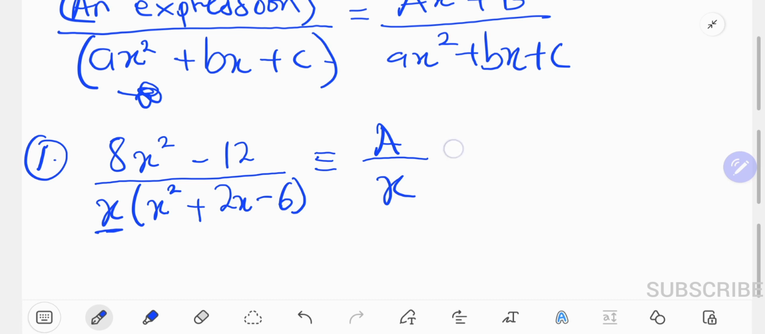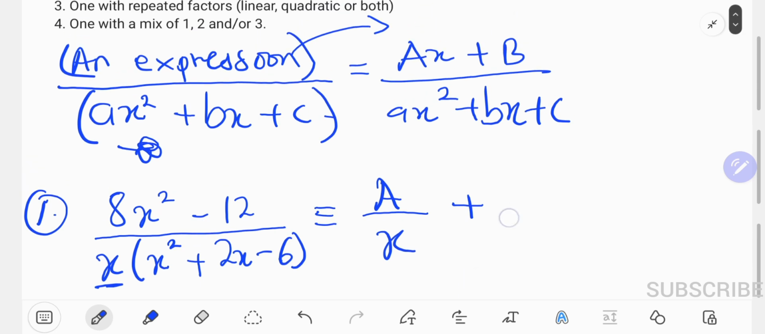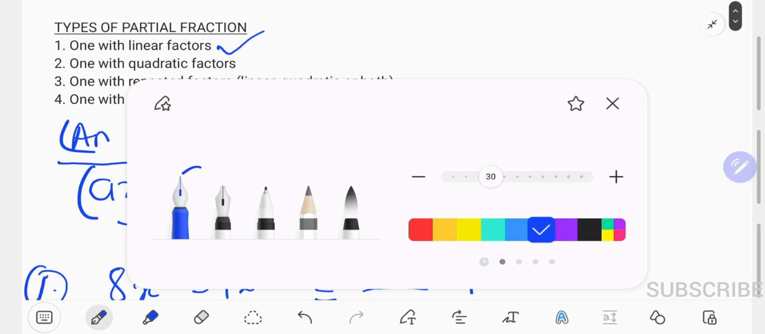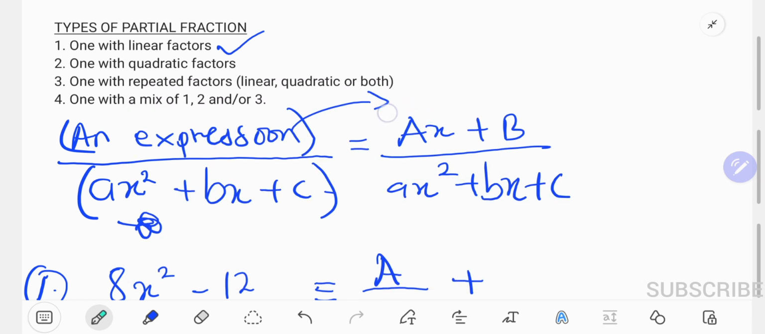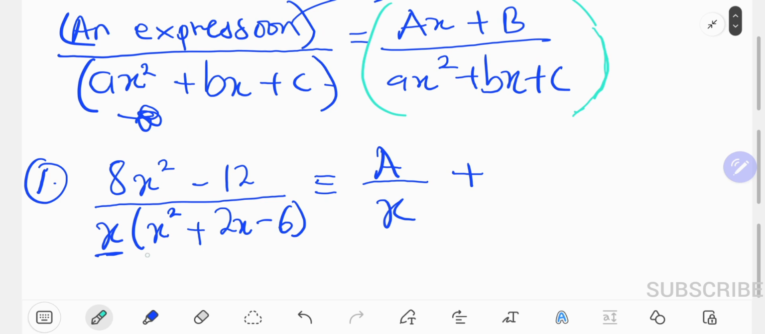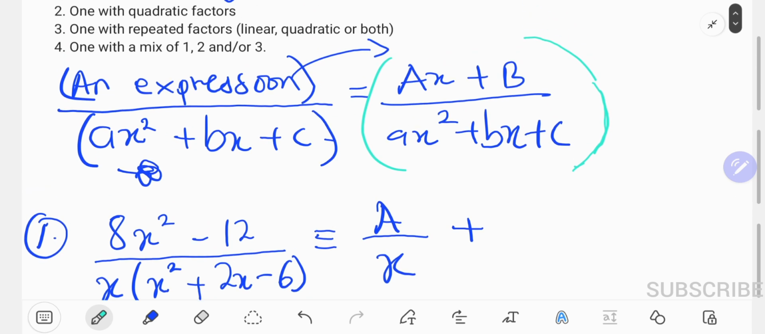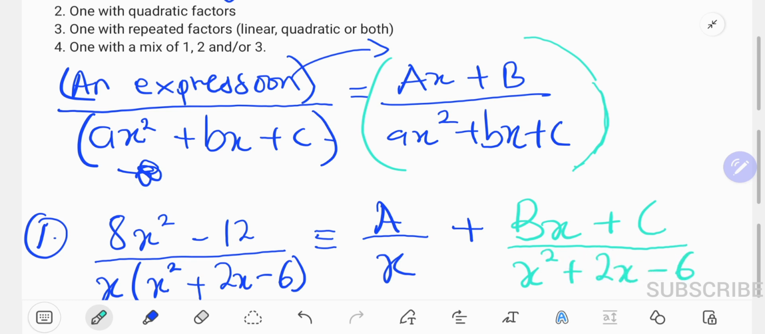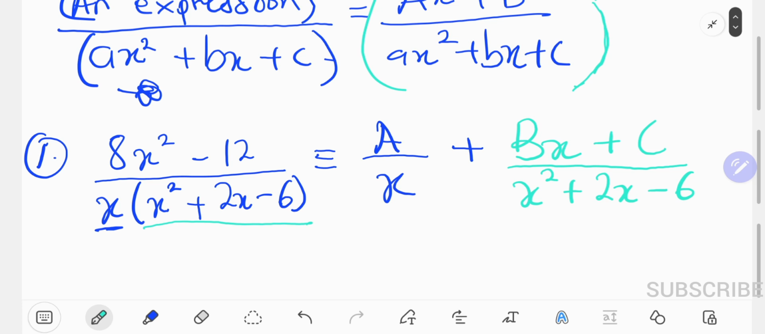Then plus, we consider the next factor, which is a quadratic factor. A quadratic factor should be in this form. So for the quadratic factor, that is the whole of this, we are going to get something like bx plus c all over that quadratic factor, x squared plus 2x minus 6. This is the form we are looking for, and this is the form of our partial fraction.